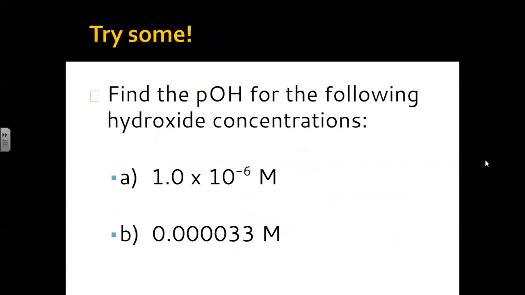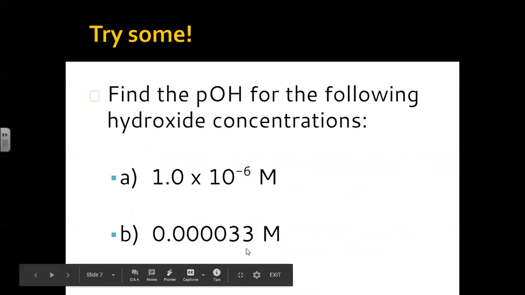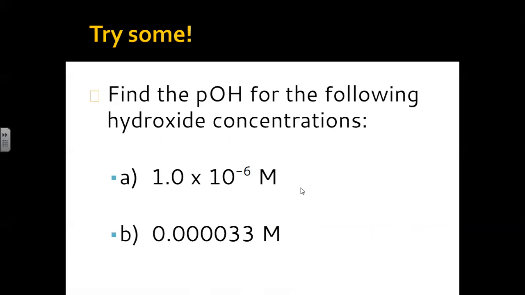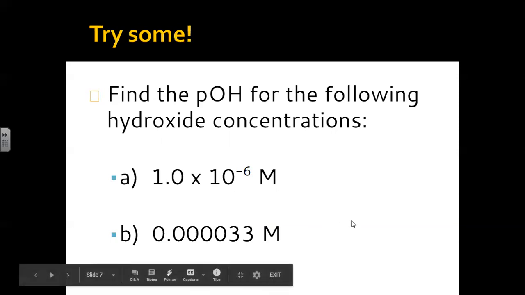So to try some of these, finding the pOH for the following hydroxide concentrations, your keyword here is hydroxide. It is the exact same calculator format that you would use to find the pH of something. It's just that this is the pOH. So you're still going to type in negative log, put in this number, and hit enter. For this one, negative log, put in this number, and hit enter. What I got for letter A was a pOH of 6, and I got a pOH of 4.48 for letter B.